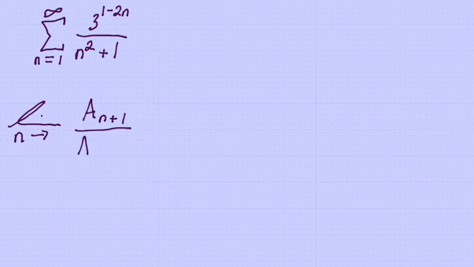So we need to think about the limit as n goes to infinity of a sub n plus 1 over a sub n, in absolute values. In this case, it doesn't matter. All of these terms are strictly positive, but in principle, you're looking at the absolute value.